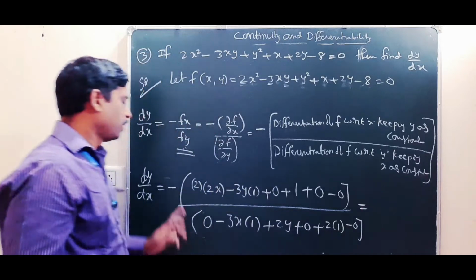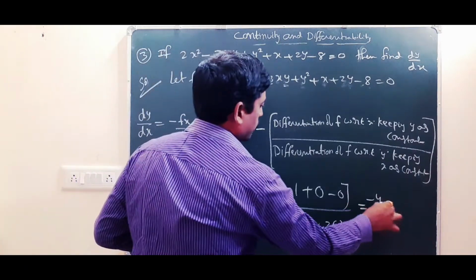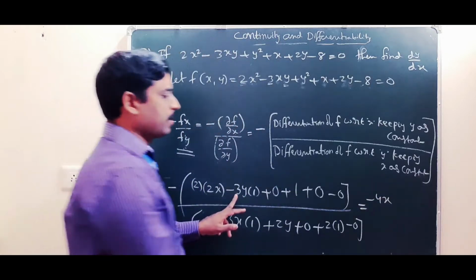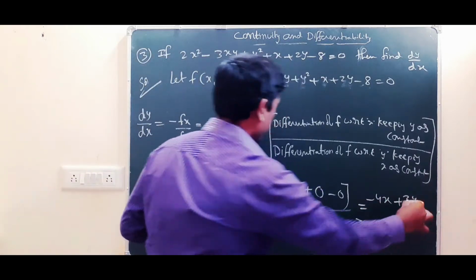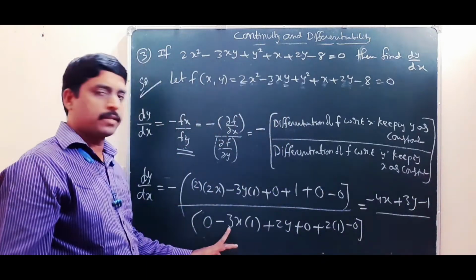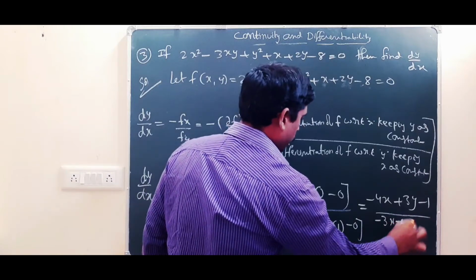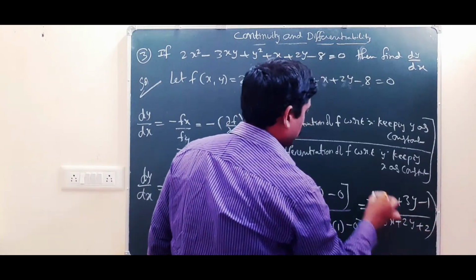This is going to be, this minus multiplied to all: minus (4x), so minus into minus gives plus 3y minus 1. This whole is divided by the denominator minus 3x plus 2y, minus 3x plus 2y plus 2. So this is the answer.